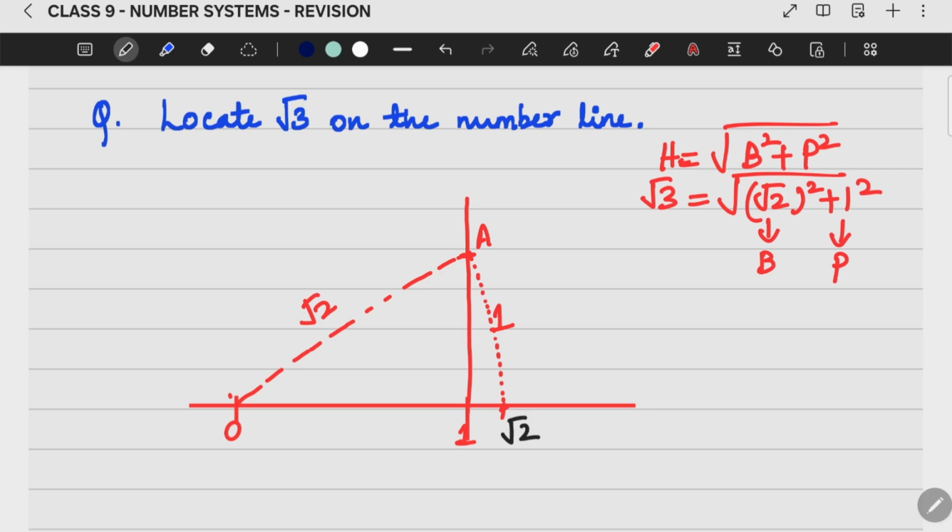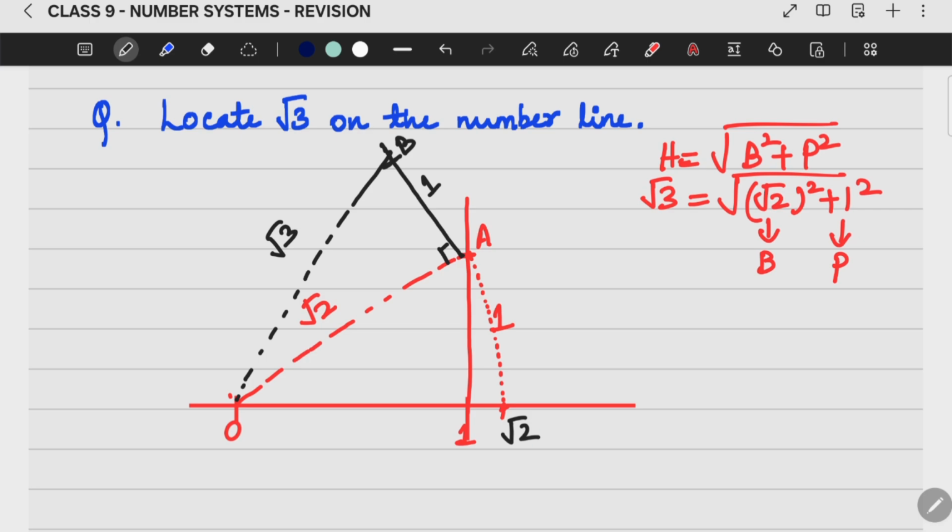Then after that, this will be the base. Or you can do another thing. From here, you can again take the perpendicular from A. So this will be a perpendicular. Take 1, so take the measure of 1 centimeter and join 0 to B. So this will automatically be root 3.